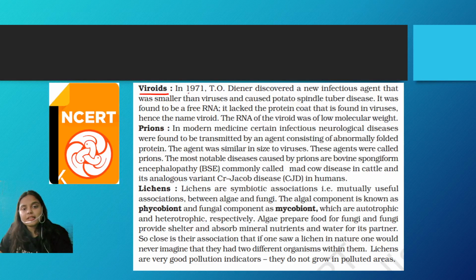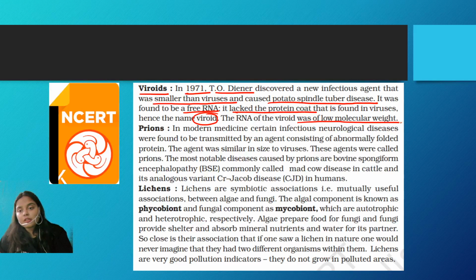So, viroids: in 1971, T.O. Diener discovered a new infectious agent that was smaller than viruses and caused potato spindle tuber disease. It was found to be a free RNA. It lacked the protein coat that is found in viruses, hence the name viroid is given. This is how they differ from the virus. They do not contain a protein coat. The RNA of the viroid was of low molecular weight. This is also another important point.